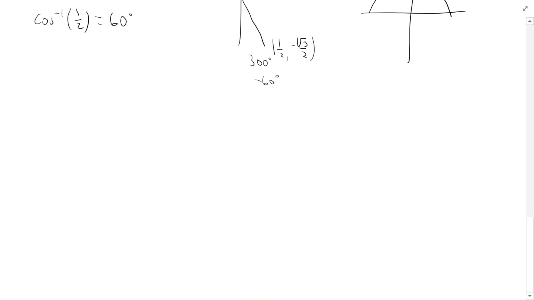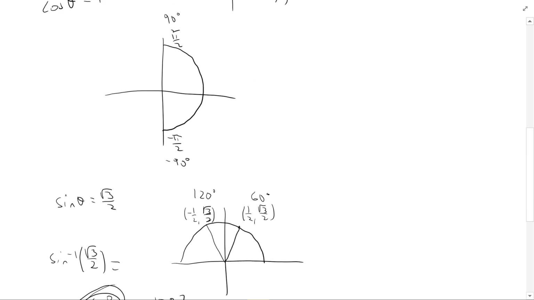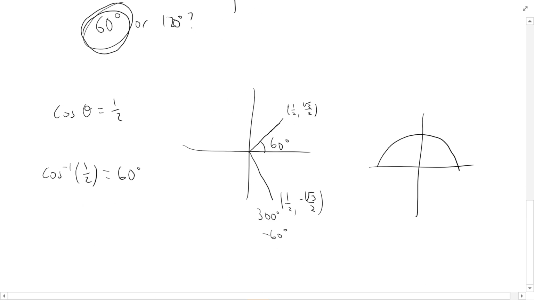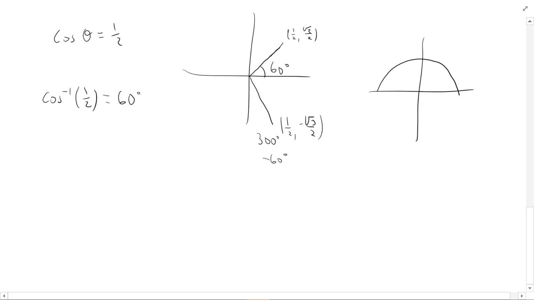Finally, tan inverse has almost the same range, except remember tangent does not exist when x equals 0, so it's from negative pi over 2 to pi over 2, but we don't include the endpoints. But so sine and tangent are very similar. They look at the right half of the circle. Cosine inverse looks at the top half of the circle. So let's do a couple more examples.